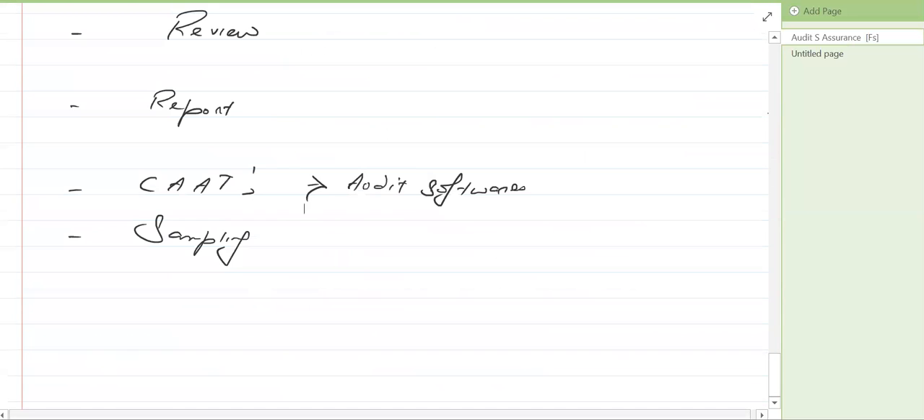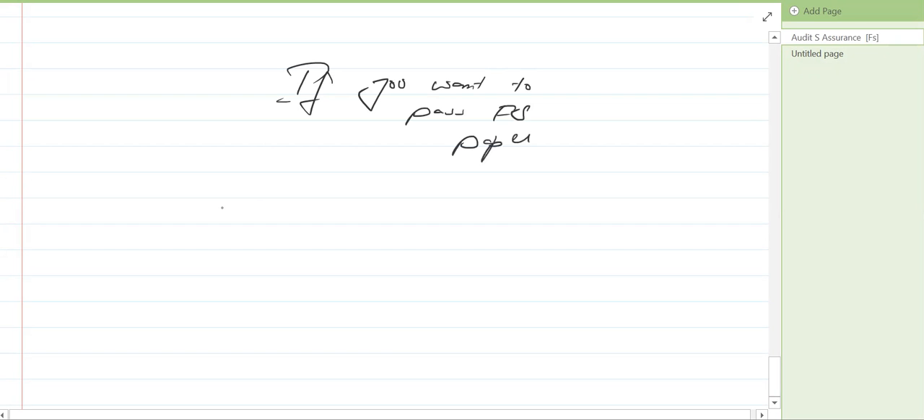So let me sum up the F8 in the introductory class. If you want to pass the F8 paper, you need to have three things. First of all, English, because if you are not able to explain what is in your mind, then you won't get any marks. So you should have reasonable English, both for understanding the requirements and for writing your answers. The second thing is financial accounting knowledge.